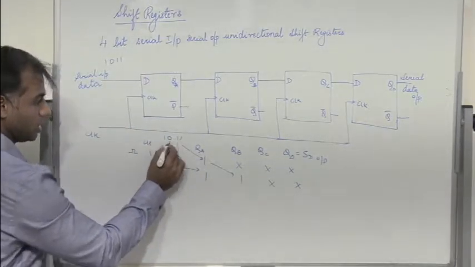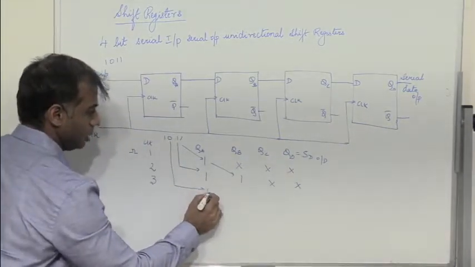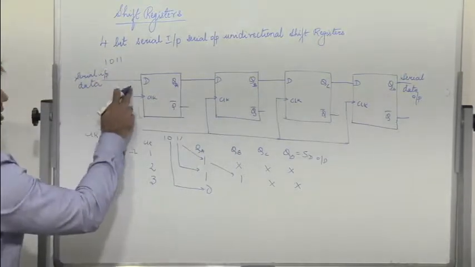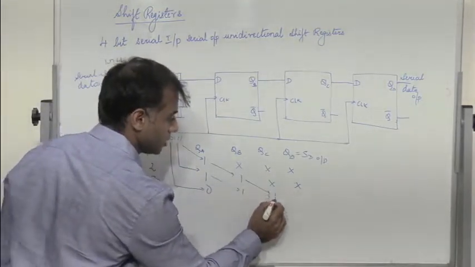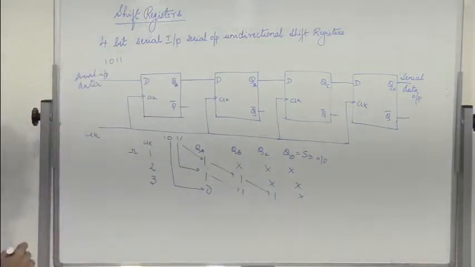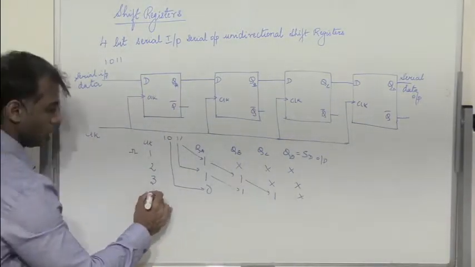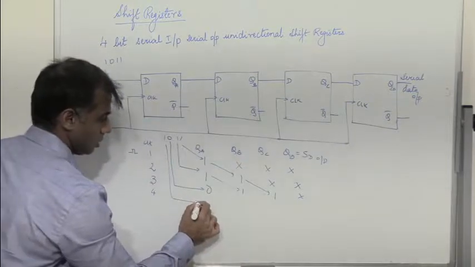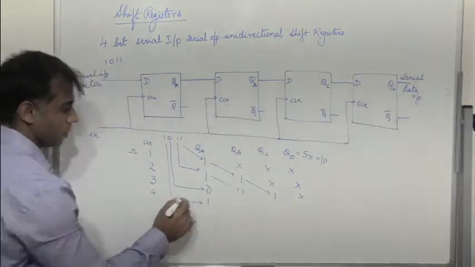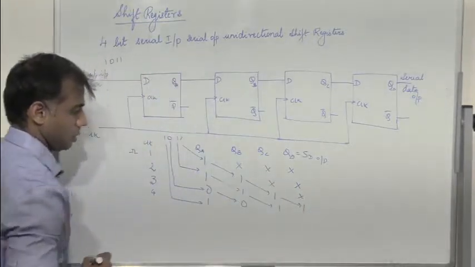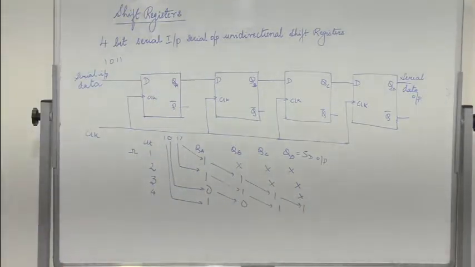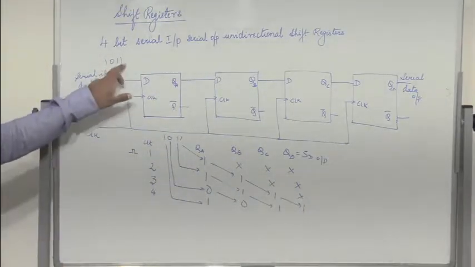At the third clock pulse, I get 0 at the output of QA, because 0 is the input, and this one gets shifted here, this one gets shifted here, undefined. And at the fourth clock pulse, this one appears at QA: 0 1 1. So we observe that after 4 clock pulses, the first bit appears here.